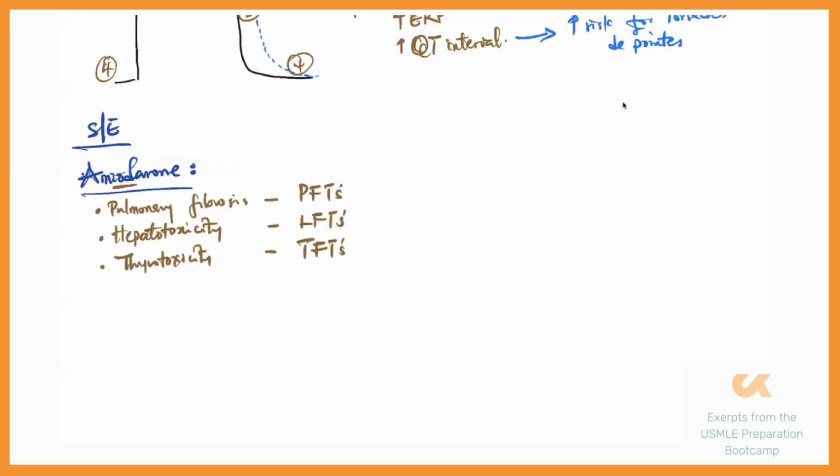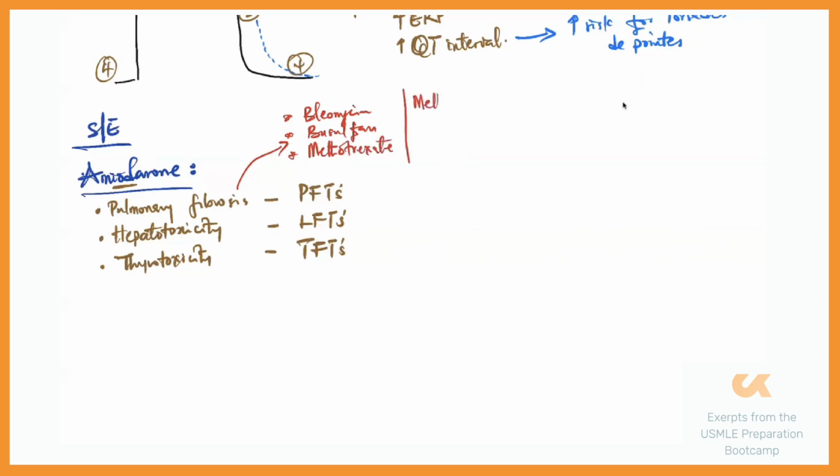Amiodarone also tends to cause some neurological and gastrointestinal side effects, but those are probably not the biggest things to worry about. Do you remember other medications that cause pulmonary fibrosis? Are you thinking of bleomycin? These are important medications on your exam. Are you thinking of busulfan? Are you thinking of methotrexate? These are all medications that will cause pulmonary fibrosis.